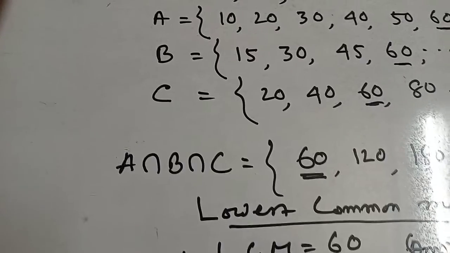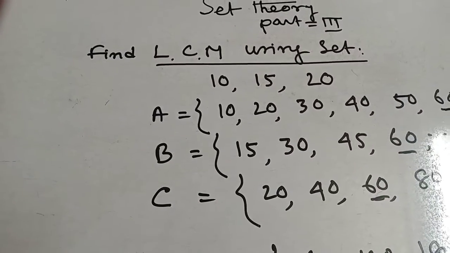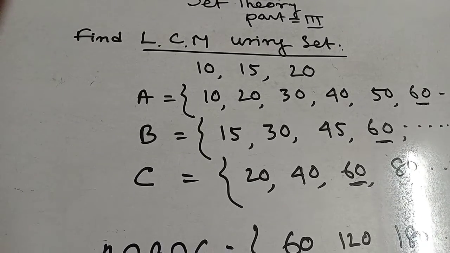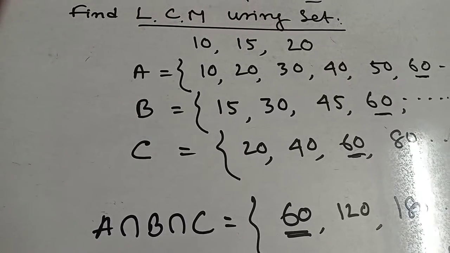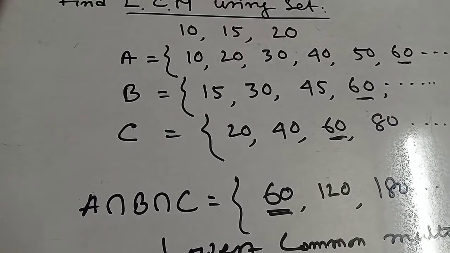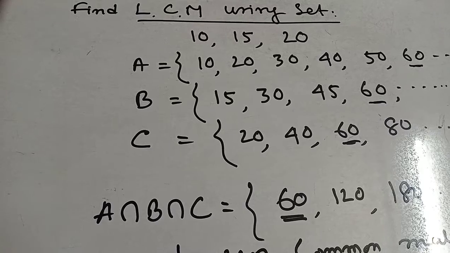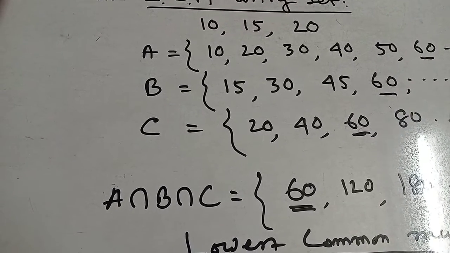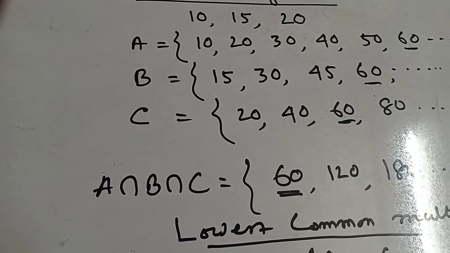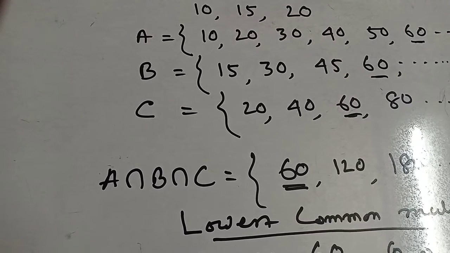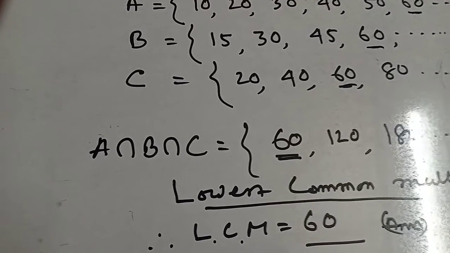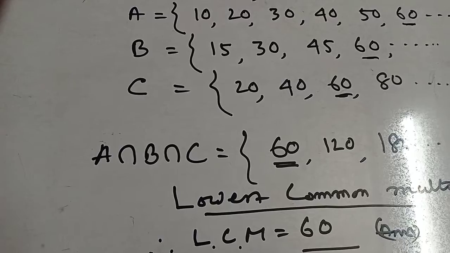At first, that means find LCM using set theory. At first you find the multiple of 10, that is A set: 10, 20, 30, 40, 50, 60. These are the objects of a set. Again, B set, that is the multiple of 15: 15, 30, 45, 60. Next, C set, multiple of 20: 20, 40, 60, 80. Now, A intersection B intersection C.